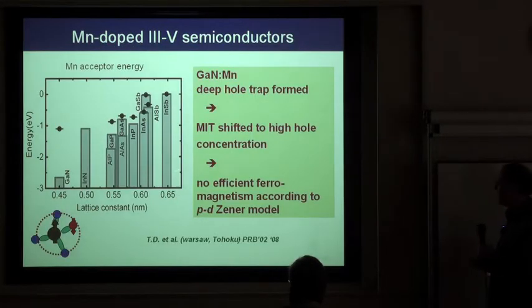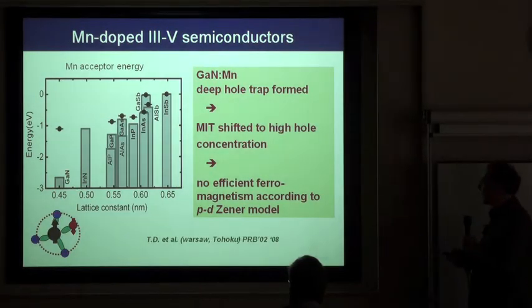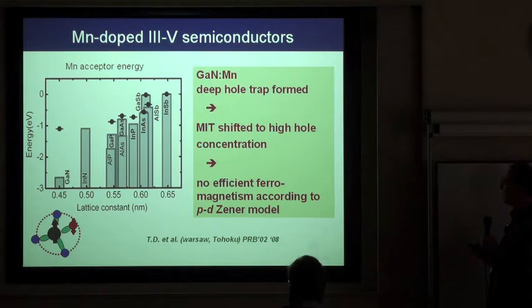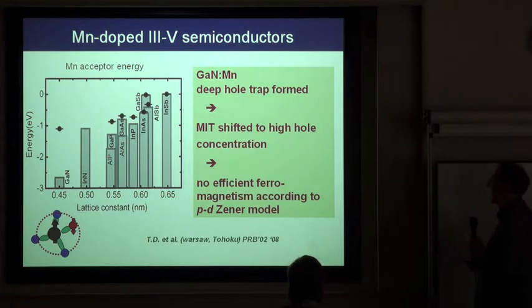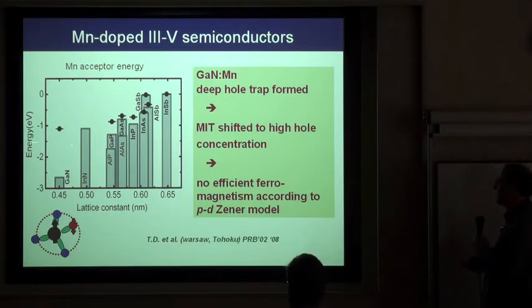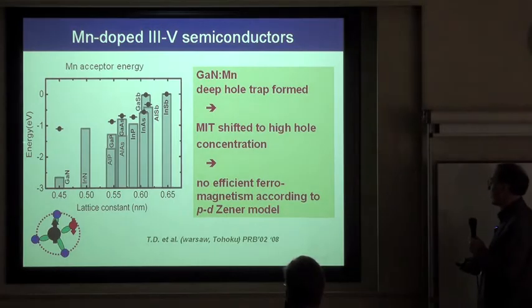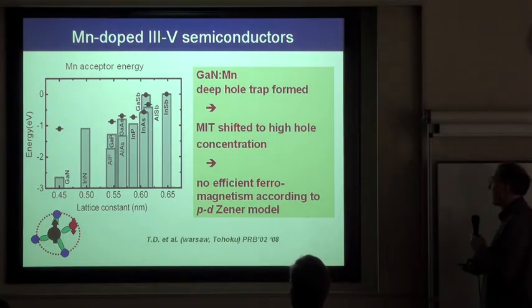But what happens when we go to other materials? As you saw, this plot didn't show, for instance, gallium nitride. So what happens with gallium nitride? If we look at the experimental value of the ionization energy, that is, the thermal activation energy to excite holes to the valence band, we see that it is huge in the case of gallium nitride. So this parameter, which determines the metal-insulator transition, is very large.